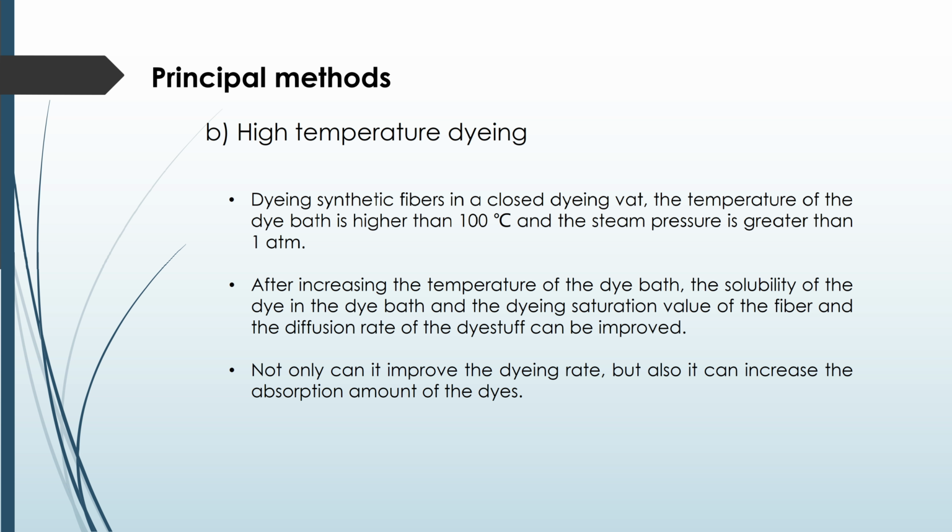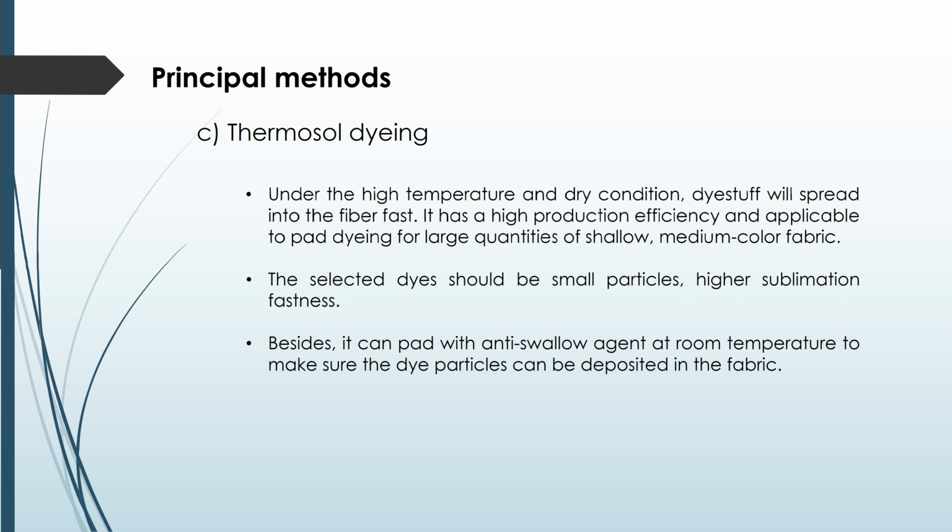The second way is high temperature dyeing. We dye in a closed dyeing vat, and the temperature and the pressure are greater than normal. So this way it can improve the dyeing rate and increase the absorption amount. The third way is small cell dyeing. Under high temperature and dry conditions, dyestuff can spread into the fiber fast.